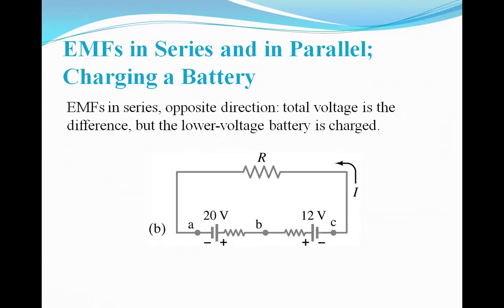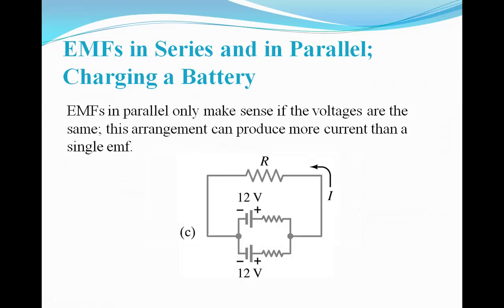Now what will happen if they are connected in parallel? EMFs in parallel only make sense if the voltages are the same. Both the voltages which we are applying in the circuit should have the same value. This arrangement can produce more current than a single EMF. So if we want to increase the value of current in the circuit, we can have multiple EMFs, and they should be connected in parallel, again having the same value.